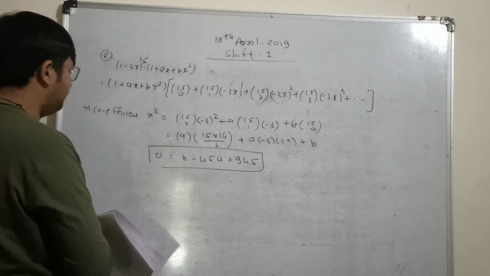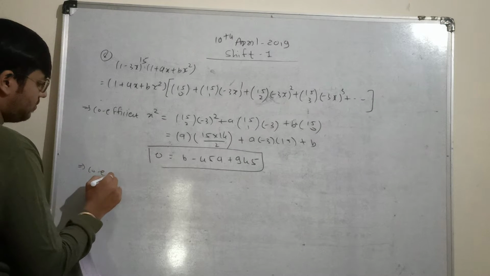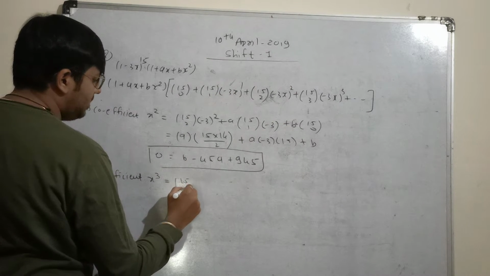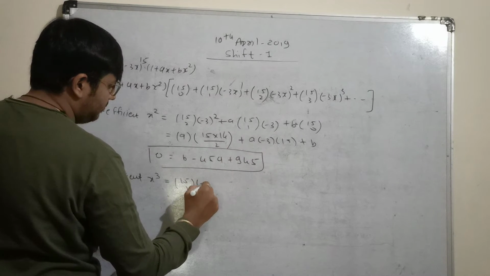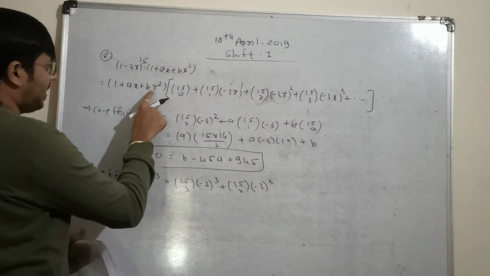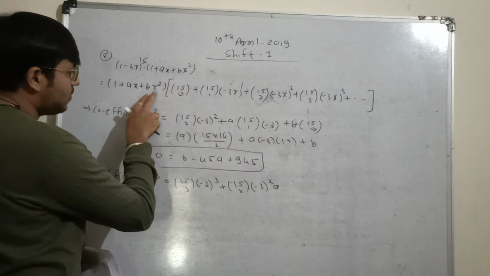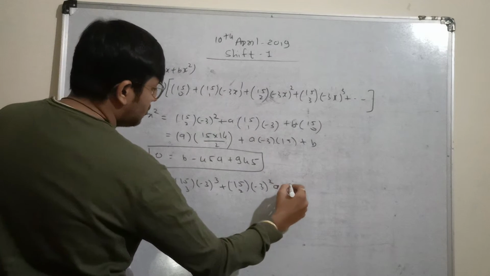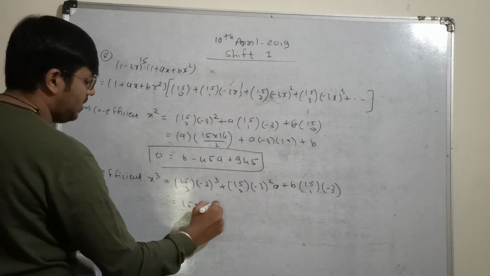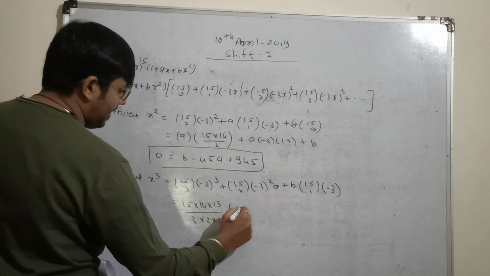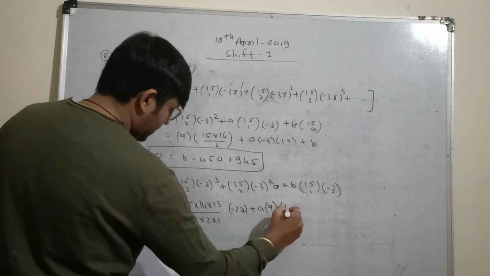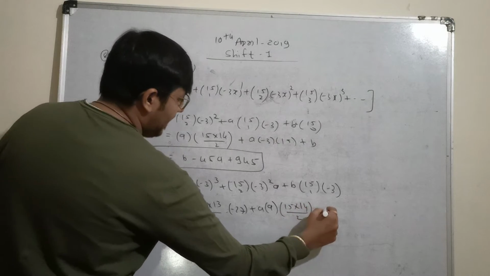already given as 0. Okay, now if I want to find out the coefficient of x cube, so I multiply 1 with 15c3 with minus 3 cube, then a x with x square, which is 15c2 minus 3 square, and bx square with this 15c1 minus 3, so plus b 15c1 minus 3, I'll get the coefficient of x cube. So here I'll get 15 into 14 into 13 by 3 into 2 into 1 into minus 27, plus a into plus 9 into 15 into 14 by 2, and minus 45b.